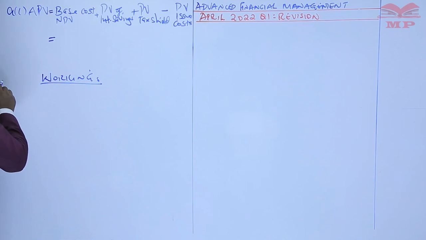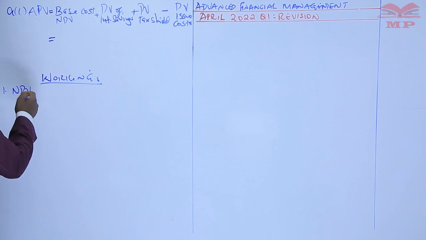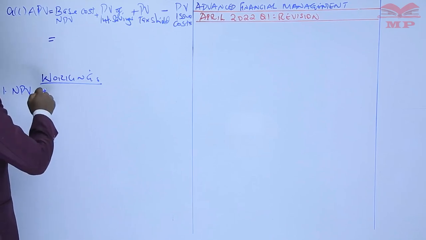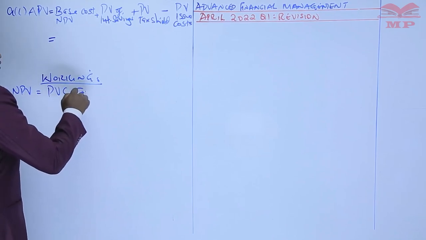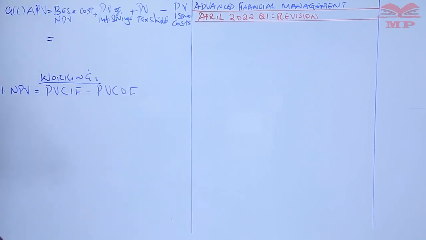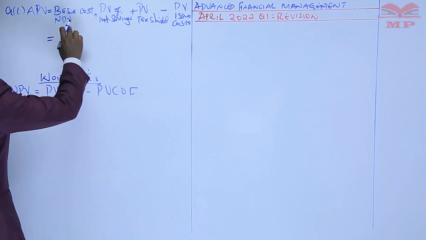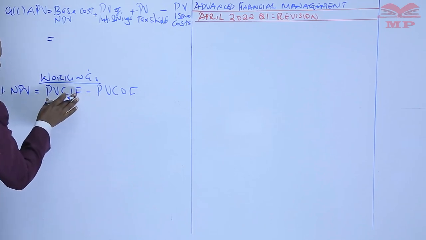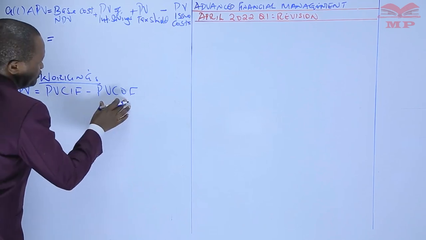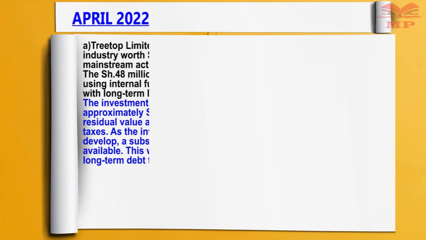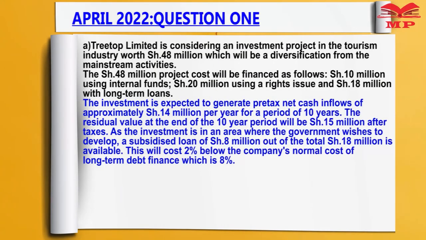Working one is base cost NPV. We know, candidate, that NPV is equal to the present value of cash inflows minus the present value of cash outflows. So to determine the base cost NPV, we get the difference of the present value of cash inflows and the present value of cash outflows. Reading from this question, candidates, you can see in the third paragraph, there are two cash inflows.